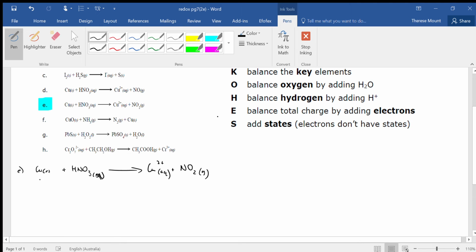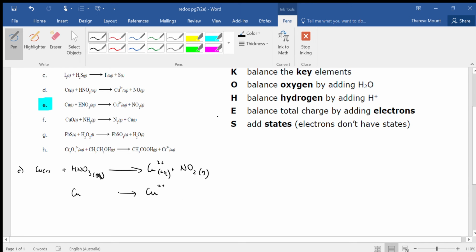because either way is fine. So let's just do something different. So Cu to Cu2+ is my first skeletal equation. So we just identify the species that look really similar, and that's our first skeletal equation here. So now I need to go through the steps of the half equation method.